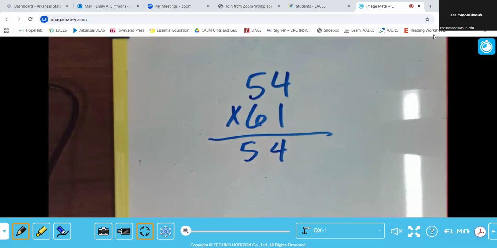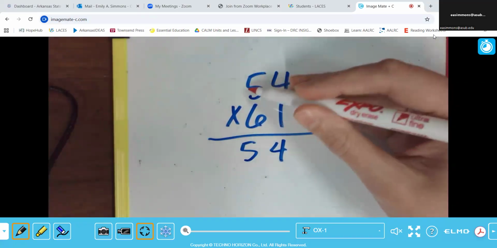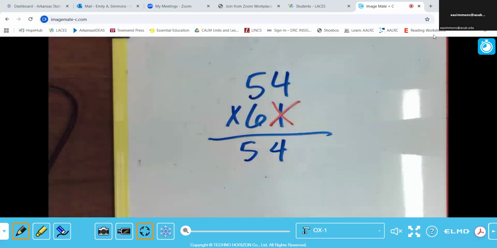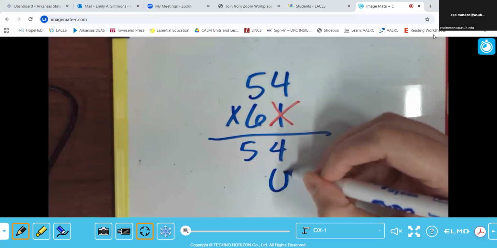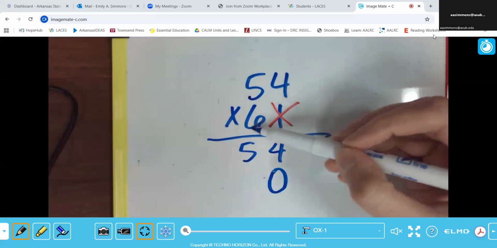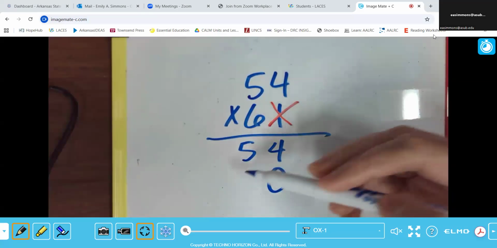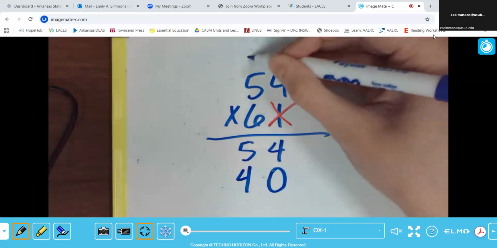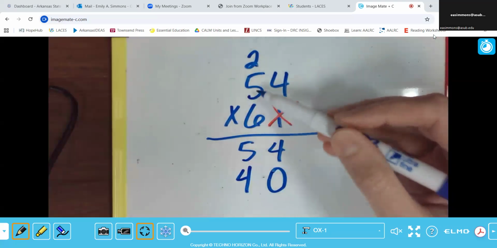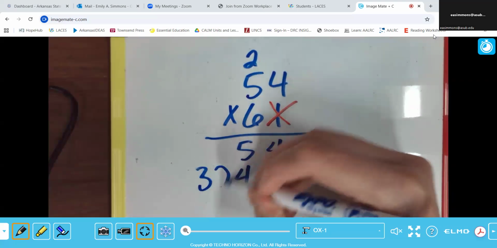And when I'm done with a place value, so I'm done with my 1, I've multiplied it by everything on top, I can mark it out because I'm done with it. And now that I'm moving on to my 6, I'm going to put a placeholder 0 down because I'm in my tens place now and not my ones place. So I do 6 times 4 to get me 24 again, carry our 2. And then we'll do 6 times 5 to get 30 and add 2 to that to get 32.